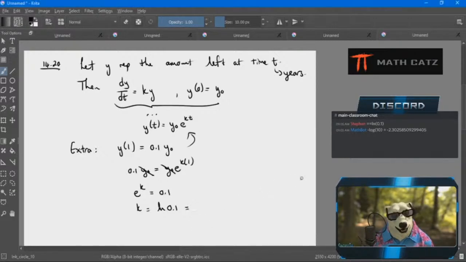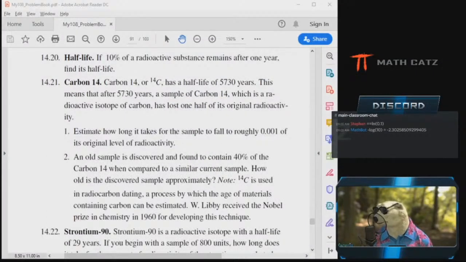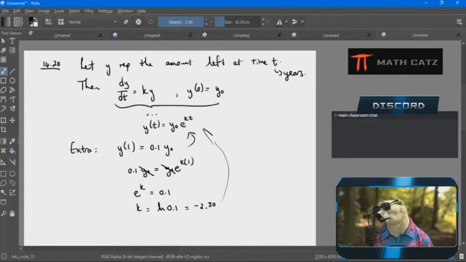I get negative 2.30 if I round to 2 decimal places. So now I have my k value that I can put in my function whenever I need to. Actually, let's just check the question. They don't give me everything, so I can't answer all kinds of questions. I have k, and I'm looking for the half-life of this radioactive substance. So I can do that.